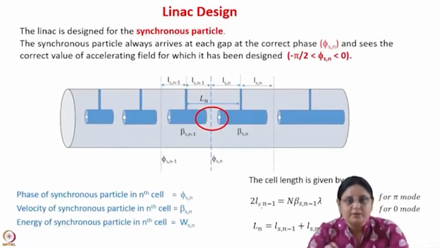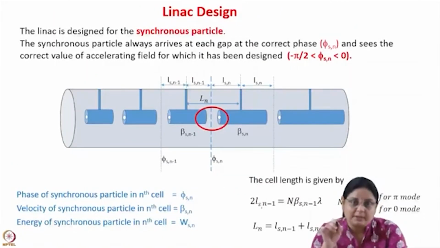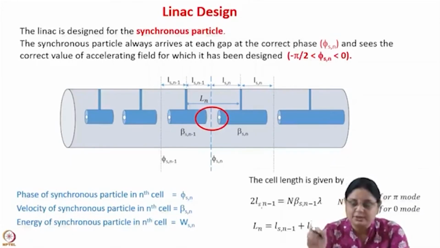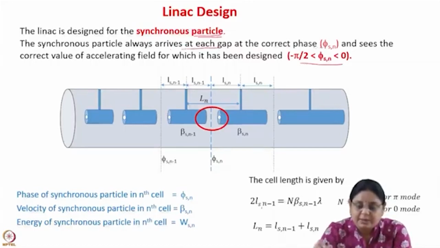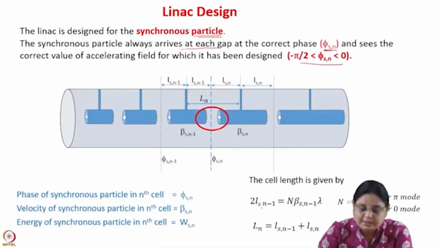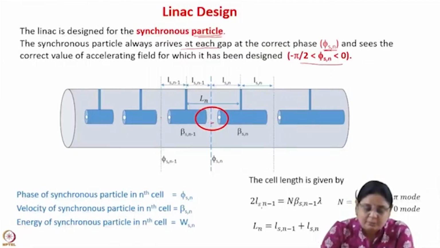Now, having chosen the phase of the synchronous particle to lie between 0 and -π/2, we design the linac. So we choose a φs which lies between -π/2 and 0, and we design the linac. So the linac is designed for the synchronous particle. The synchronous particle always arrives at each gap at the correct phase. Okay, so let's say this is the nth gap. So it moves from here to here in the correct time.